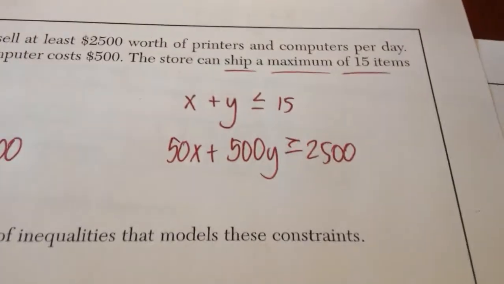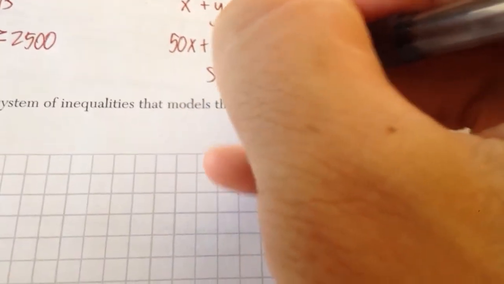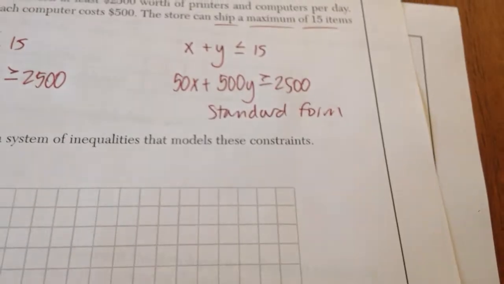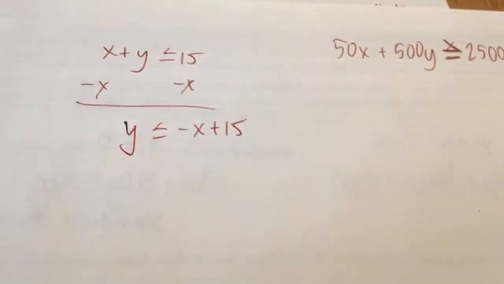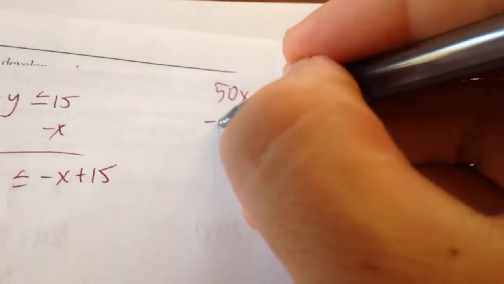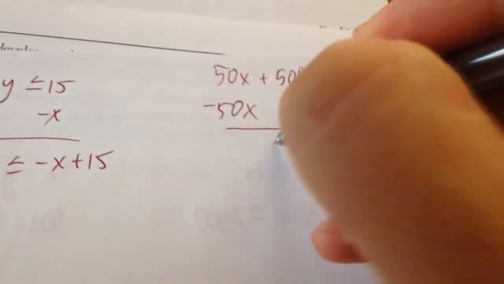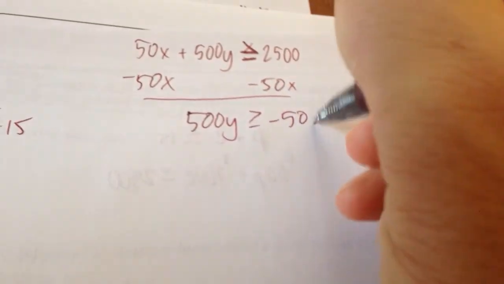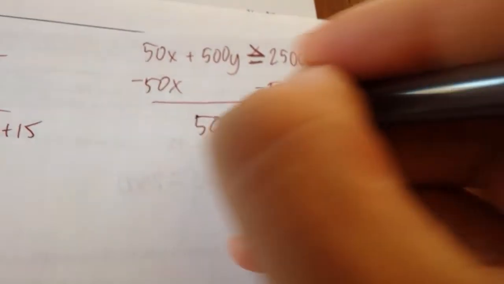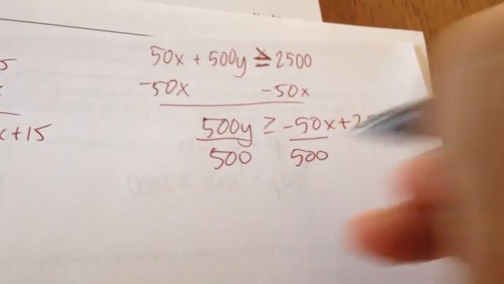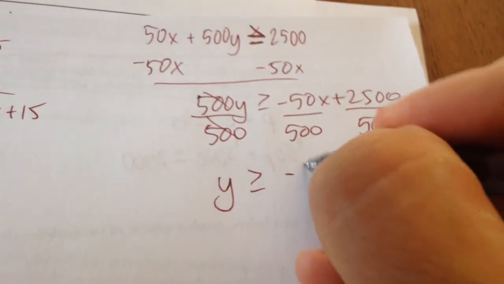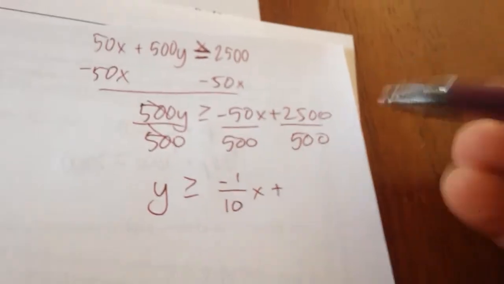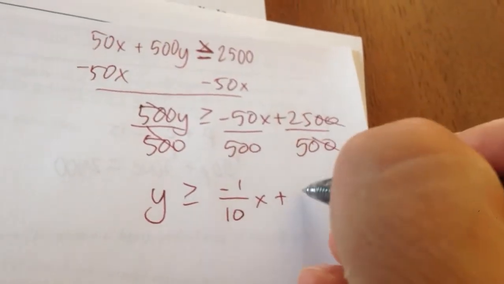So in order to graph these, I want to get these into standard form. First off, with x plus y is less than or equal to 15, I want to subtract the x. I get y is less than or equal to negative x plus 15. To get this one in standard form, I'm going to subtract the 50x. I'm going to divide both sides by 500. You get y is greater than or equal to negative 1/10 x plus 2,500 divided by 500 is 5.